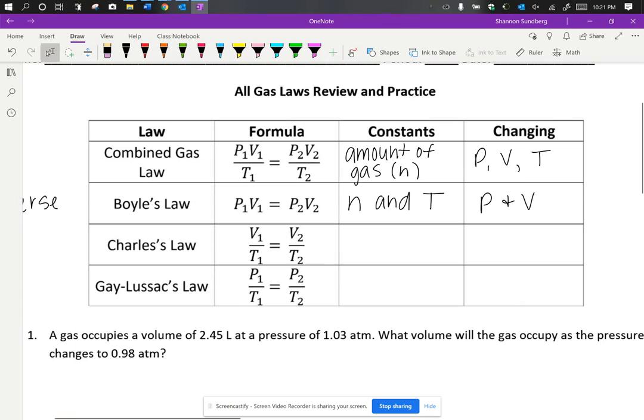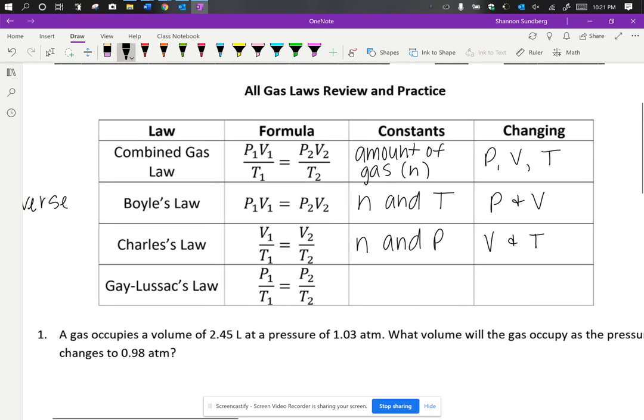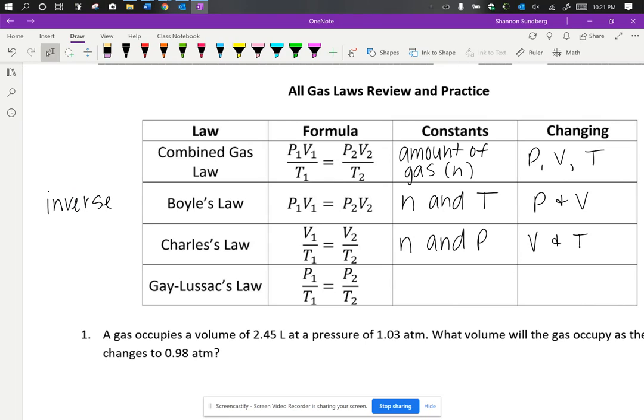Charles's law is the next one. And if you, again, look back up to the combined gas law, you can see that you're missing pressure here. So if you were remembering what I said about Boyle's law, pressure is going to be a constant along with the amount of gas. So N and P this time. And the things that are changing are volume and temperature. Okay. Charles's law is a direct relationship. So if you increase one thing, the other one is also going to go up.